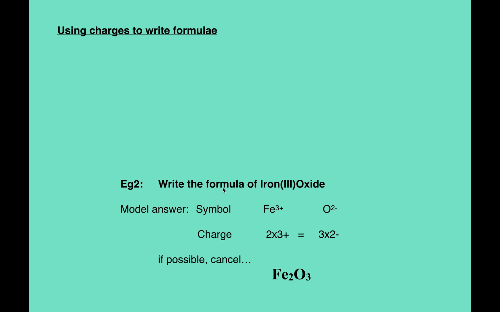Let's try another example. Iron(III) oxide. The iron has a charge of 3+. The oxide ion has a charge of 2-. So we have to look for a common multiple of these two, which would be 6. So we would use 2 times 3+ to make 6+, 3 times 2- to make 6-, and they would equal each other. So we need 2 of these, Fe2, and 3 of these, O3.